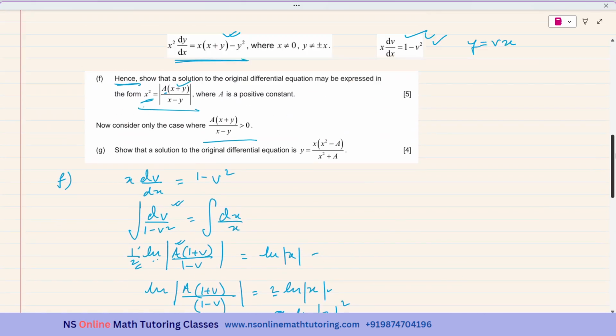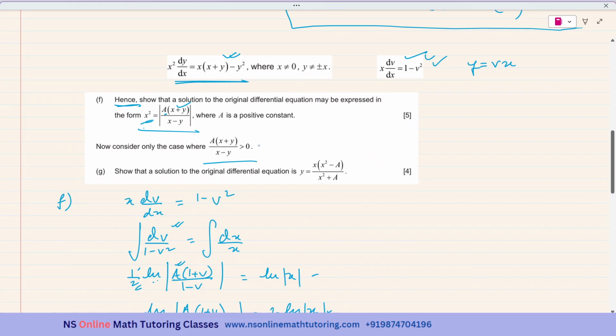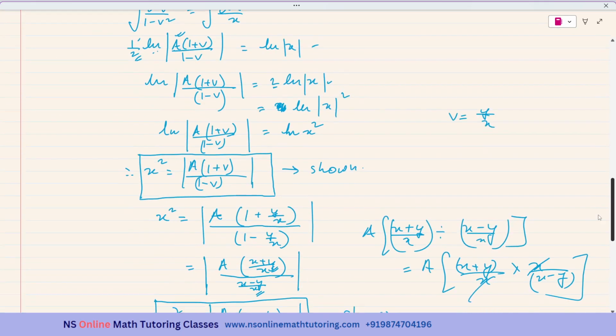So now we come to the last subpart. Consider only the case where a times x plus y over x minus y is greater than 0. So we do not need the absolute value notation. Subpart G's question is show that a solution to the original differential equation is y equal to x times x square minus a over x square plus a. That means we have to basically make y the subject.